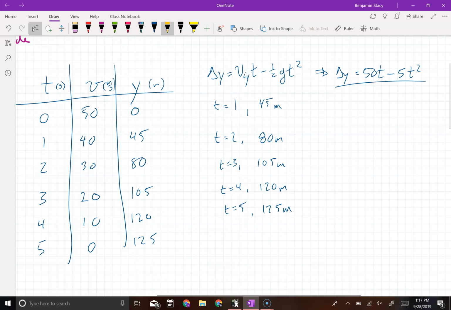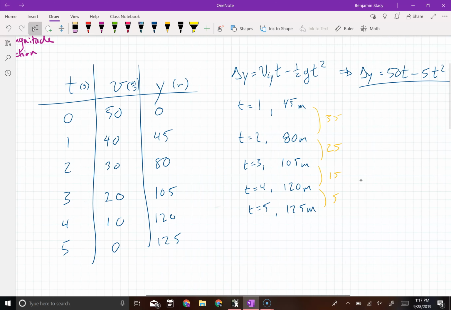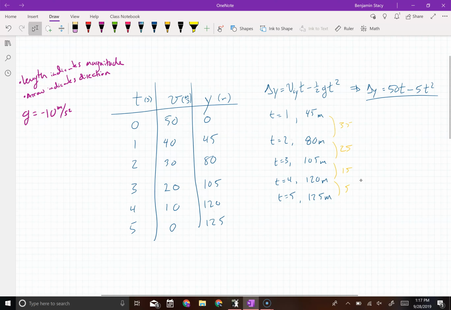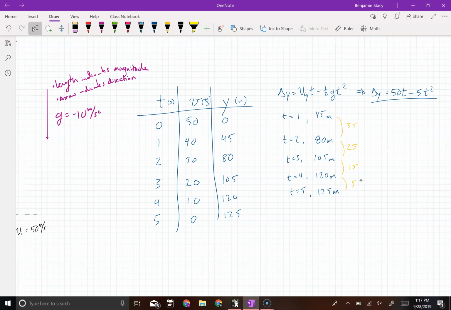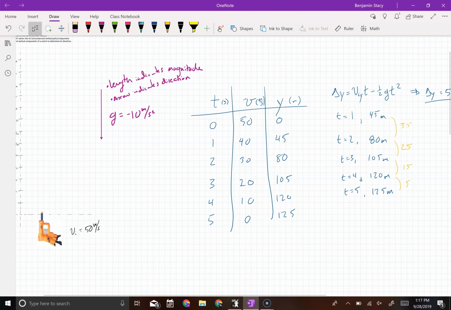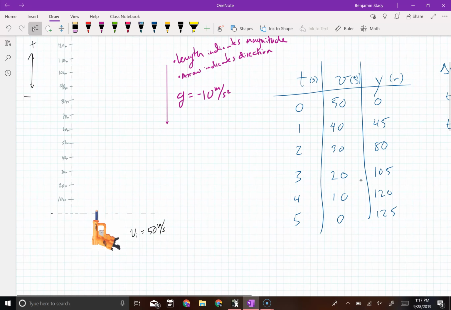Okay, just as a side note, check out these differences. 45 to 80 is a difference of 35. 80 to 105 is a difference of 25. 105 to 120 is a difference of 15. See the pattern? All right. And then look at the differences between those. That's because we have accelerated motion. Our position is not changing at a constant rate. It's curvy, quadratic. All right, so now we know all the positions of this dart.